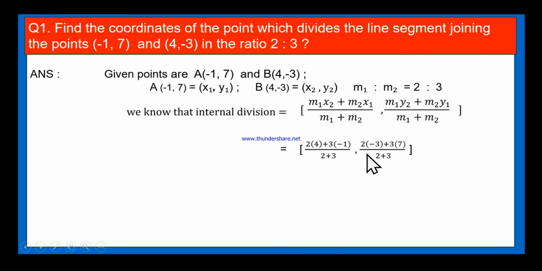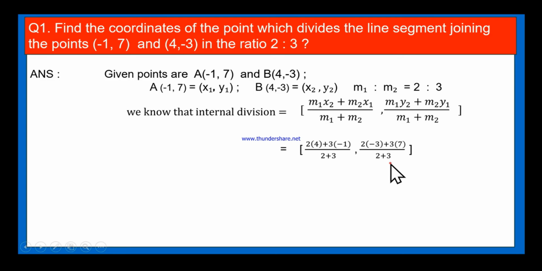Similarly, y coordinate. m1 y2. m1 is 2 into y2 value is minus 3. 2 into minus 3 plus m2 y1. m2 is 3 into y1 value is 7. 3 into 7 divided by m1 plus m2, means 2 plus 3.